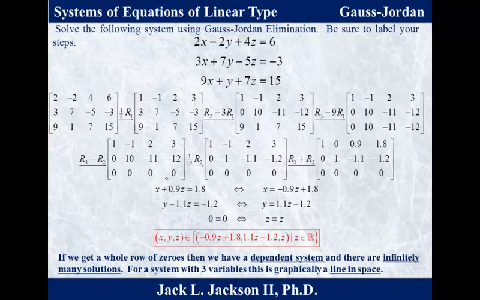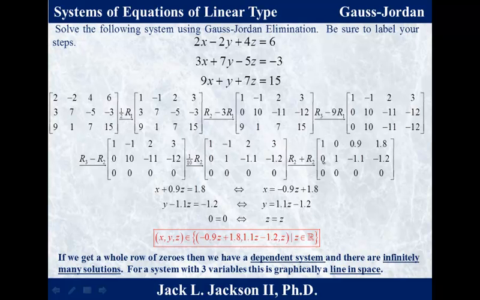So let's keep going with this. We want a 1 right here, so I'm going to multiply this by 1/10. Multiplying by a tenth is pretty easy in decimal form, so I just use decimals here. 0, 1, negative 1.1, and 1.2. I can use this 1 to clear out a 0 above by just adding row 1 to row 2. And now this last one is in reduced row echelon form.